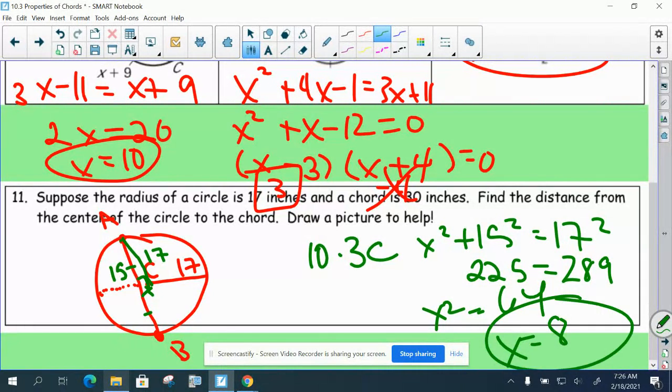Okay, so that's an interesting question that you will definitely see on the exam.